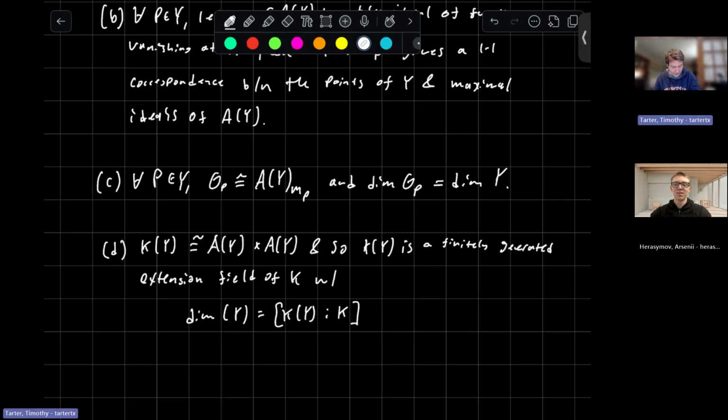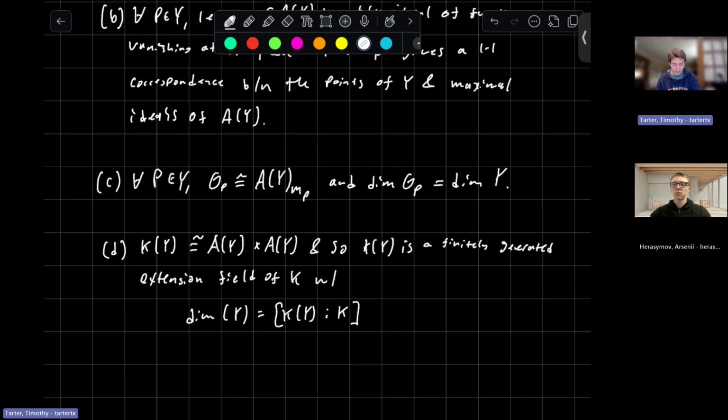Now for D, it follows from C that the field of fractions of A of y is isomorphic to the field of fractions of the ring of regular functions localized at P for every point. And then this has to be equal to K of y, because every rational function is actually in some localization at P of the ring of regular functions.